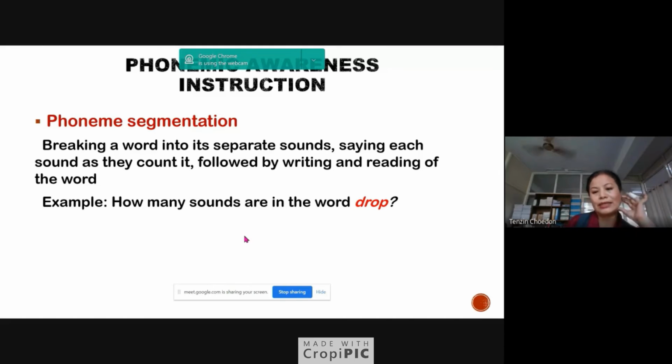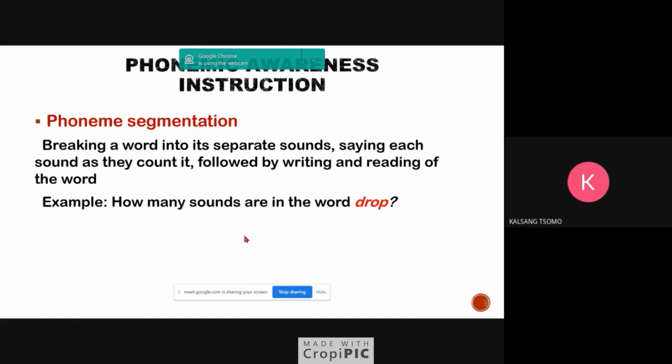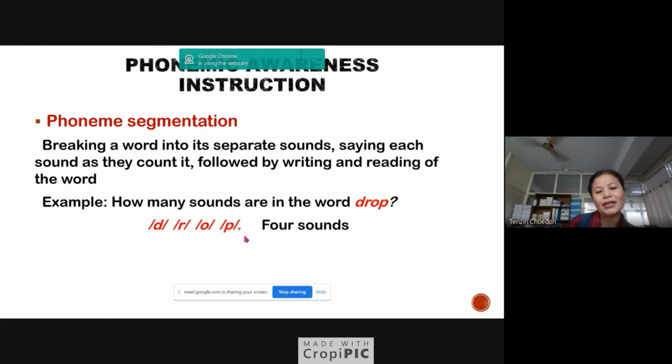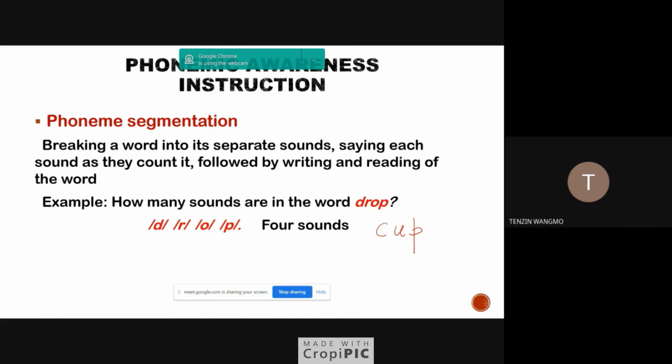How many sounds do you see here? Drop. 4 sounds. They are D, R, O, P. Right, 4 sounds. So this is one word, drop. Then you can take help of other words as well. Say suppose we have cup. How many sounds? 3 sounds. Yes.